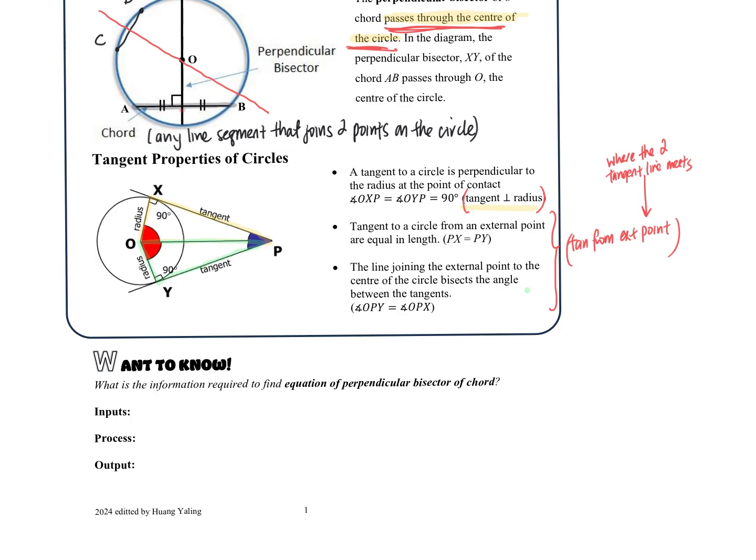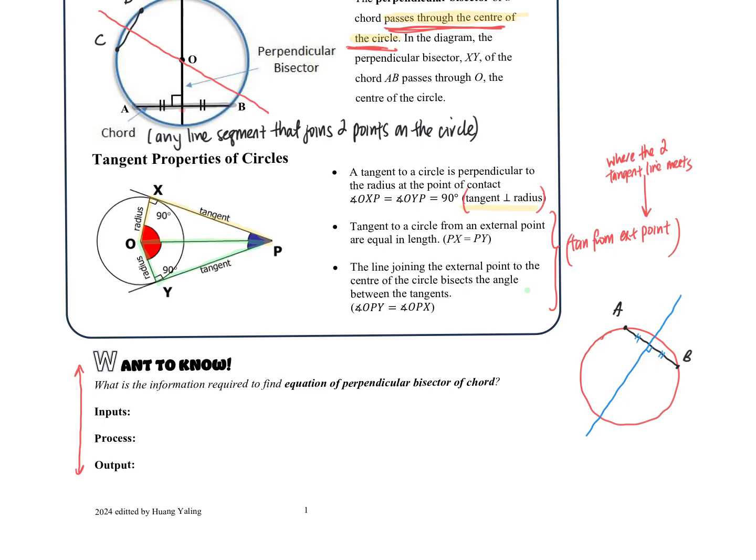Okay, so I'm just going to bring you through the flow chart. Remember, this is my chord. Let's say this is my chord. I know my time is up soon. So this is my chord AB, and I have a perpendicular bisector, which is 90 degrees to this and cuts this into half.